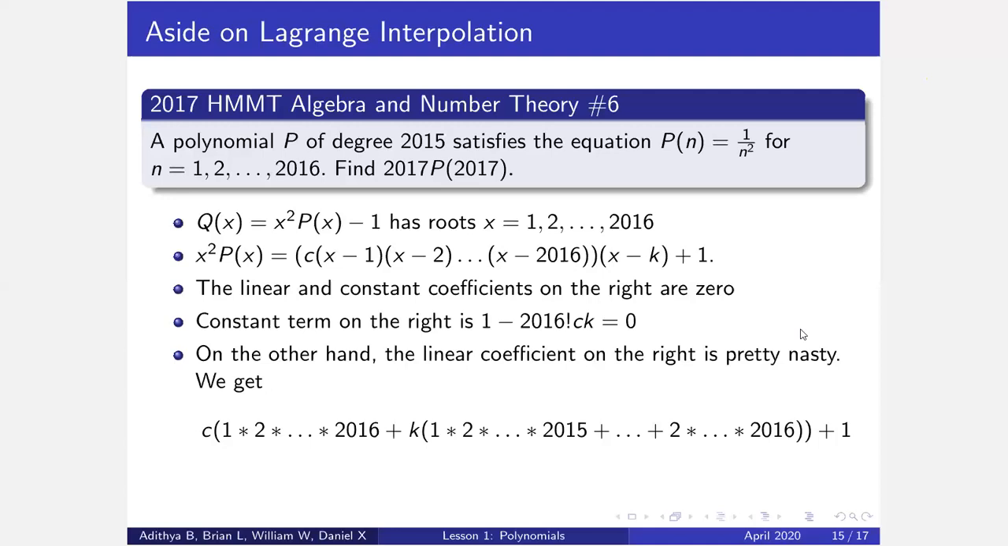And that means we can simplify the linear coefficient greatly. It's c times 2016 factorial plus 2016 factorial k H sub 2016. And there's no plus 1 at the end of this one. The plus 1 only applies to the constant coefficient.